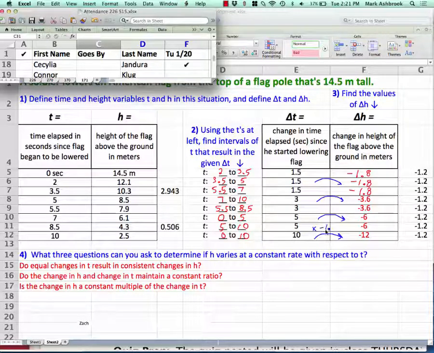Becca says negative 1.2. Again, that constant multiple is the constant rate of change. It's the same as the constant ratio. It's the number you'd multiply by delta t to get the corresponding delta h. So, yes, yes, yes.